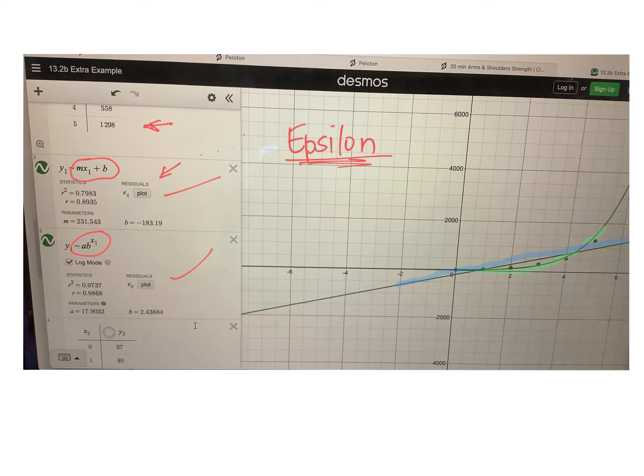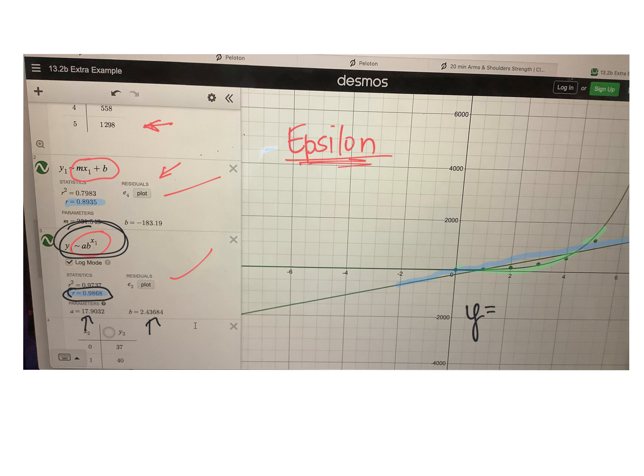Then the line goes through the points. Now, here's how you can for sure tell. If you look at the R in both of them, which one is closer to 1? That's going to tell you which one is a better fit. Now, this one is definitely closer to 1, so I would say I would use an exponential regression. So to get your formula, you should see your parameters down here. It gives you your A and your B.